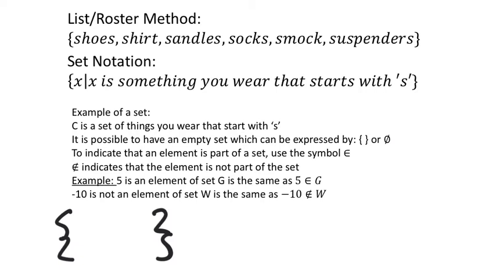To indicate that an element is part of a set, use the symbol ∈. There's more math hieroglyphics. If it's not an element, then you just cross it out, kind of like you would an equal sign. So for example, 5 is an element of set G. That's how this reads. 5 is an element of set G. All right, so negative 10 is not an element of set W.